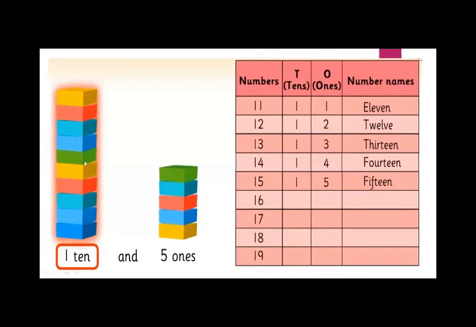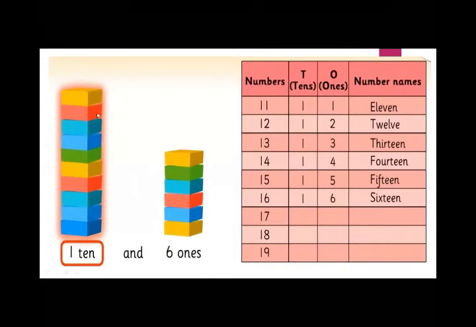Now here again we see 1 ten and how many ones? 1, 2, 3, 4, 5. 5 ones. Gradually we add one more one. So it makes 15. 1 ten and 5 ones make 15. So in the place value, 1 is a ten and 5 is a one. It makes 15. The spelling of 15 is F-I-F-T-E-E-N. 15.